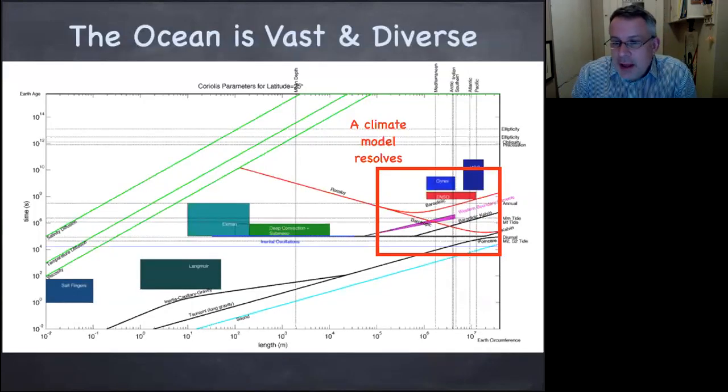You remember that the ocean is vast and diverse, which means that we have a lot of different scales of both length along this axis and time along this axis to explain. All of these sloping lines are named phenomena within the ocean. And here I've added the box that shows you about what a typical model would resolve of this domain. So there are things that are both slower and smaller than a model would be able to capture.